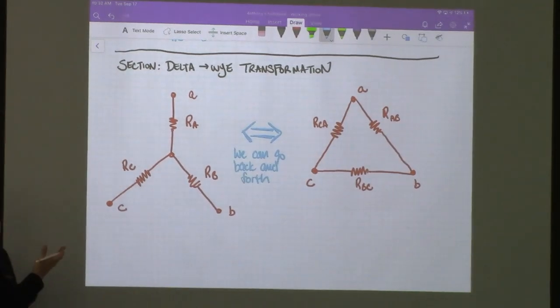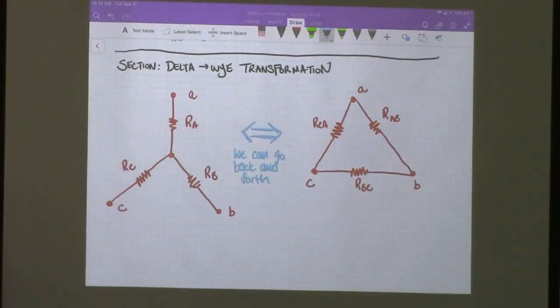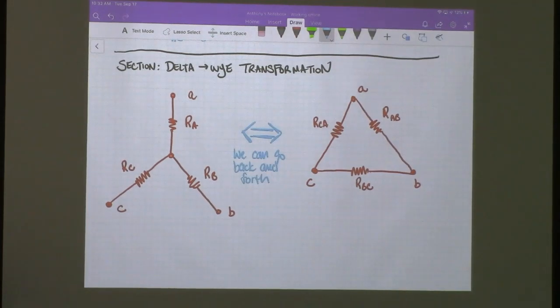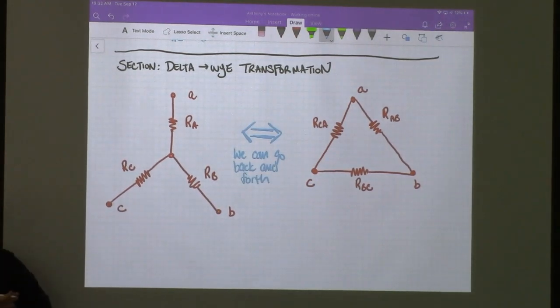How are you going to combine this together? None of them are in series with one another. None of them are inherently in parallel with one another. So given what we know so far, you would be at an impasse. All right?